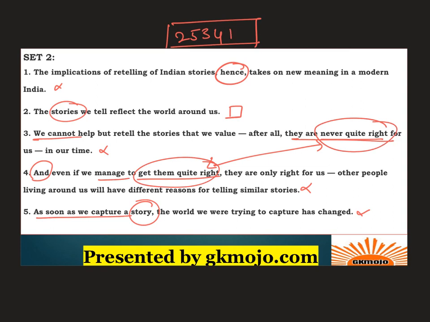We are only left with one over here, right? The implications of retelling Indian stories, hence, it is a concluding word, hence, perhaps. So this gives a very big clue, takes on new meaning in modern India. It is a conclusive statement. Hence, the correct order for this set is 2 5 3 4 1.